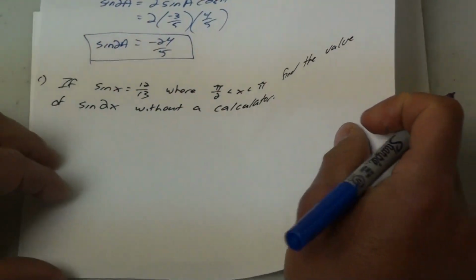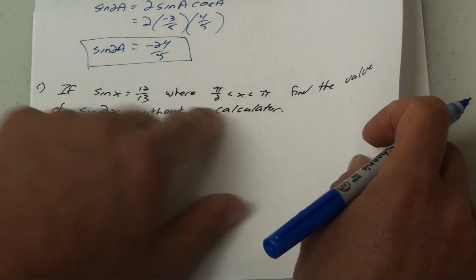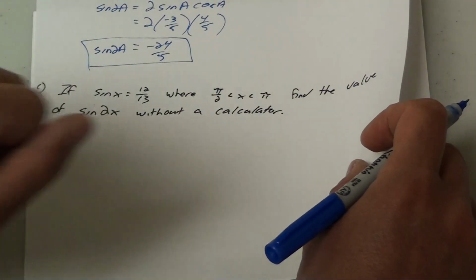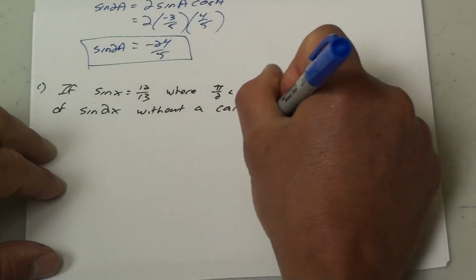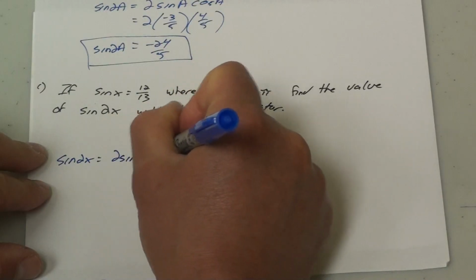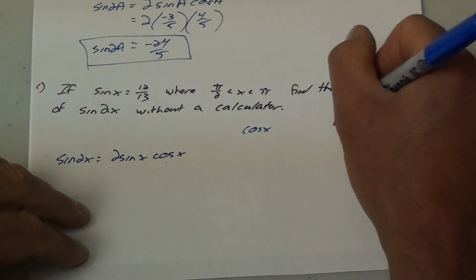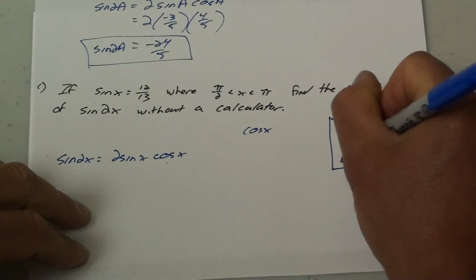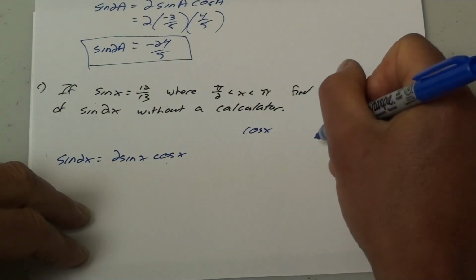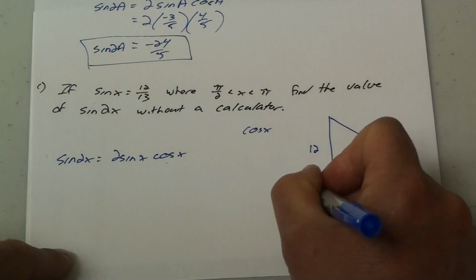Okay? And part C here, if sine x equals 12 over 13, where the angle x is between 90 degrees and 180, find the value of sine double angle x without a calculator. The part that's missing right here is cos x, because my sine double angle formula requires both components to be able to complete it. I know what sine x is, I do not know what cos x is. But I can figure it out because if I do a little right angle triangle, put down angle x, sine is opposite over hypotenuse. Well, that would be 12 over 13, opposite over hypotenuse. And you just have to figure out what your adjacent is. Well, that's the Pythagorean theorem.